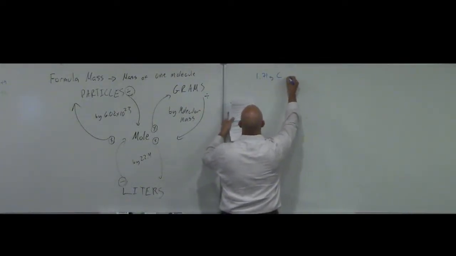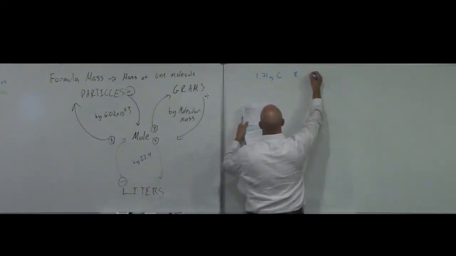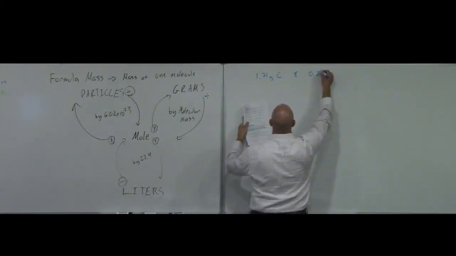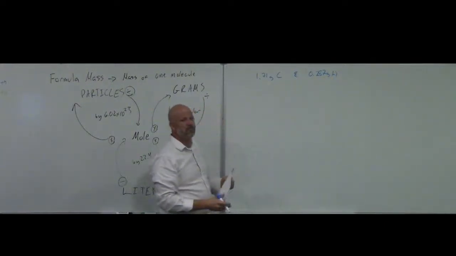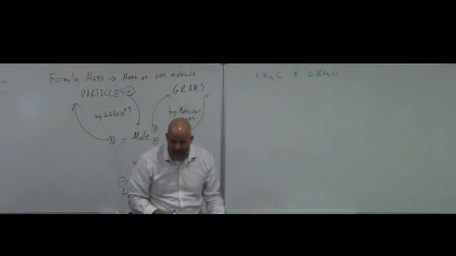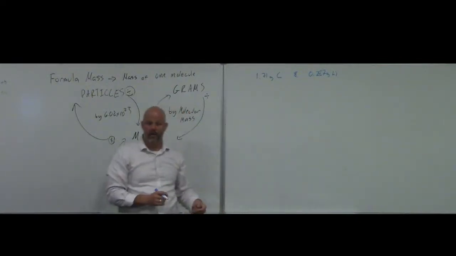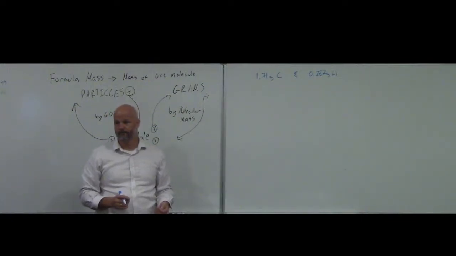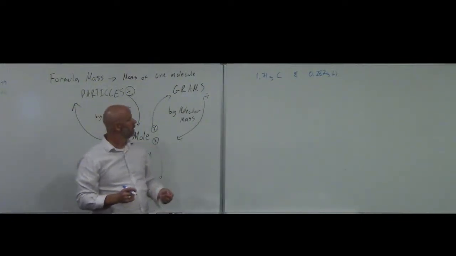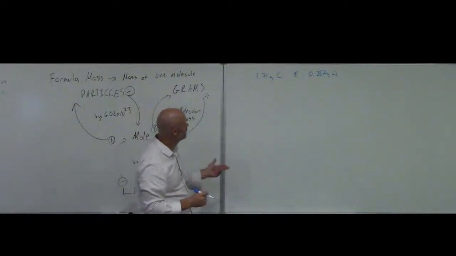Okay, so it's giving us 1.71 grams of carbon, and it's giving us 0.287 grams of hydrogen. I want to come up with an empirical formula out of that. How can I approach this? Let's work in moles. Okay, let's convert it to moles.